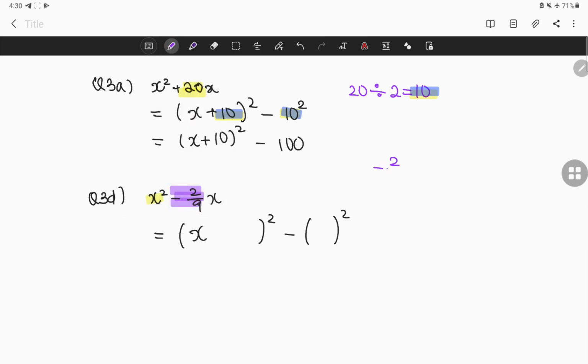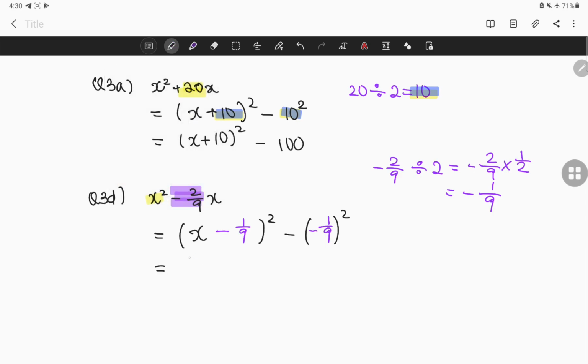Our coefficient of x is negative 2 over 9. So we just need to divide this by 2. And this would be equal to negative 2 over 9 multiplied by half, which would then be equal to negative 1 over 9. So we just need to copy this in here. Minus 1 over 9, negative 1 over 9. Okay so far?